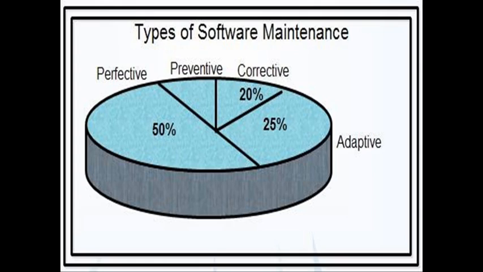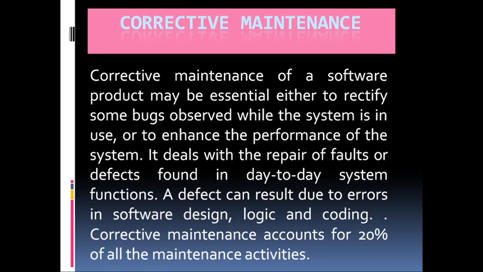These main types, or categories, of software maintenance are depicted in the form of a pie chart diagram, and here the ratio of time spent in the different maintenance types is shown. Perfective maintenance needs 50% of the time, corrective 20%, adaptive 25%, and 5% of the time is spent on preventive maintenance. First, we are going to discuss the first type, that is corrective maintenance.